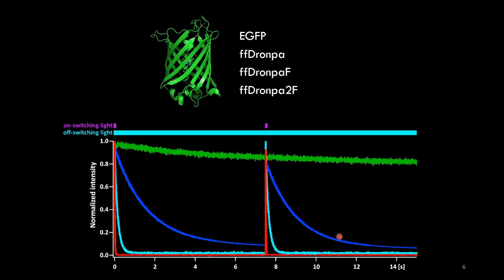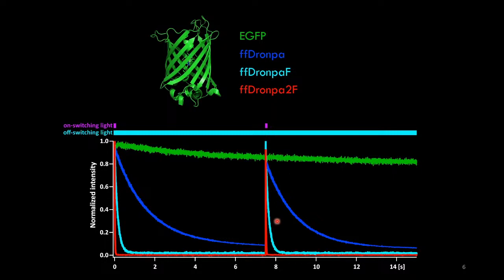So we used four fluorescent proteins, EGFP and then three reversibly switchable fluorescent proteins, including Dronpa-2F, and we measured fluorescence decays for these proteins. And as you can see, if you follow the colors, EGFP is a static fluorescent protein, it doesn't blink. But on the other hand, if you follow the red line, Dronpa-2F is a very fast switcher, and we can turn it off very, very quickly, efficiently, and then turn it on again and again.